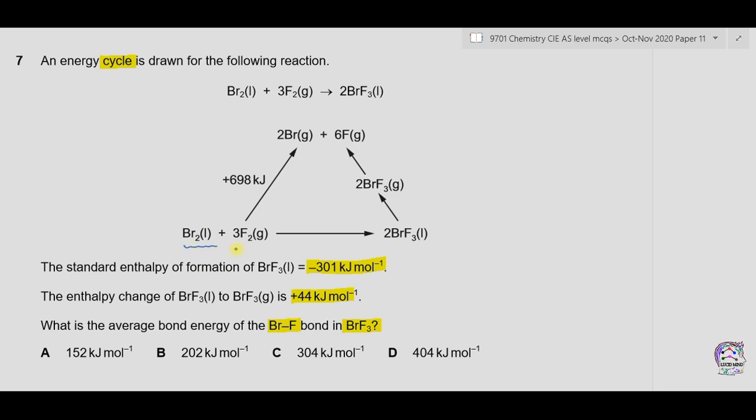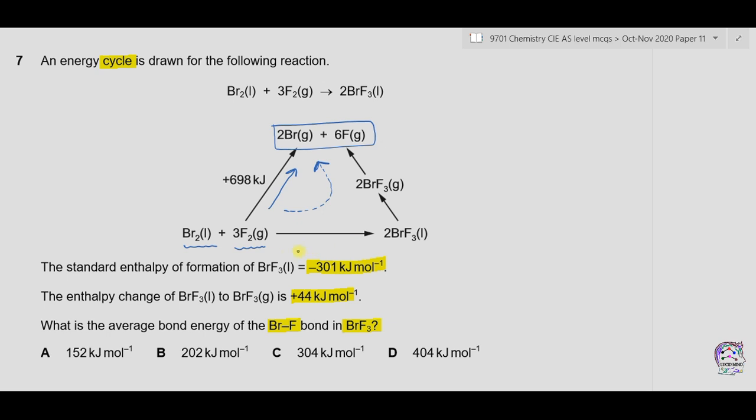Br2 liquid and 3 fluorine molecules are the reactants, and we can see that they convert into this product. Now this reaction can also go in this direction. First BrF3 is formed in liquid form, then BrF3 is formed in gaseous form, then we have the product. So the product is common from both sides, so we can apply Hess's law. According to Hess's law, the product formed in one step, this is the single step, will be equal to the product formed in several steps.